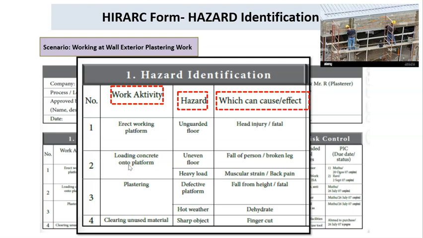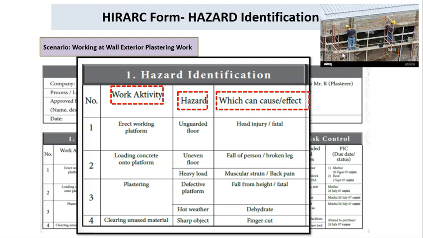And then loading concrete onto the platform. This is when you carry this bucket up to the platform using the ladder, so the hazard posed is an uneven floor here, and you can fall and break your leg. And heavy loads: you're carrying the bucket from the ground up to this platform, so it will cause muscular strain and back pain. So in this work activity, they have 2 hazards.